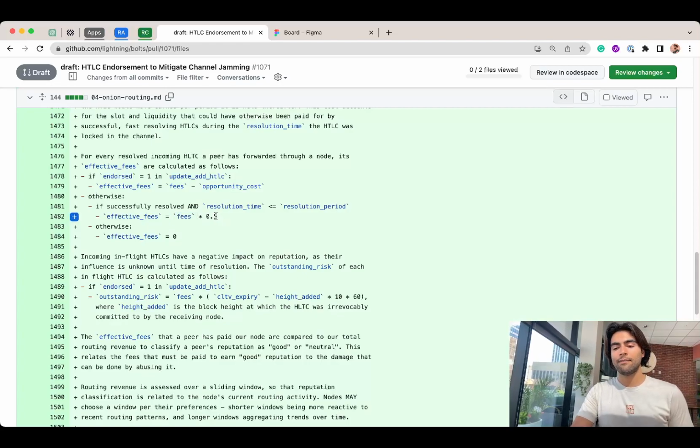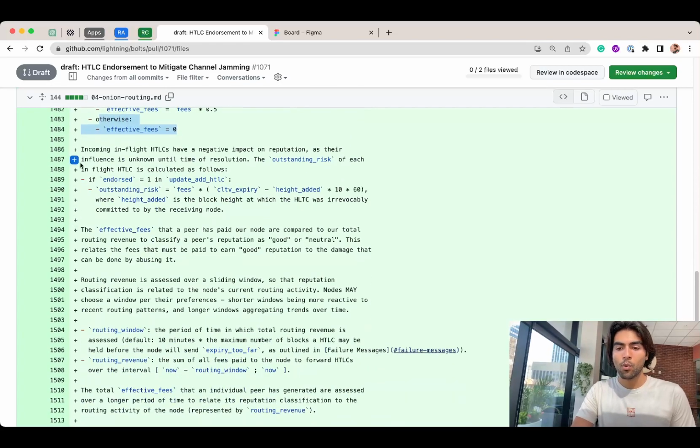So we should have half the fees here, so nodes have an incentive to set the endorsed field to 1, because if they set it to 1 and the payment goes through as expected, they can earn as much reputation as the fees, not half the fees. So they would be incentivized to set the endorsed field to 1 if they actually trust the payment. And otherwise, this is the part where the payment wasn't endorsed and it didn't resolve as expected, so we just set the effective fees to 0 because we don't want to negatively affect the reputation of the peer, but we don't want to add anything to it either.